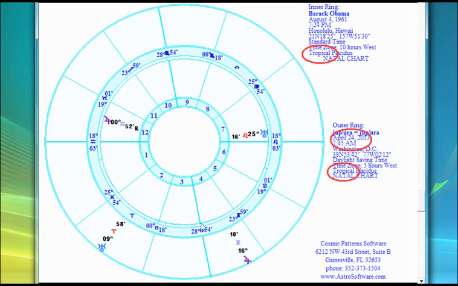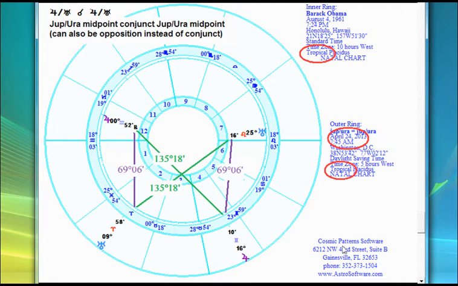Here's transiting Jupiter and Uranus. Here's natal Jupiter and Uranus. Who cares? But what's actually happening is we're getting some same angles again. And in this case, natal Jupiter to transiting Jupiter is the same as natal Uranus to transiting Uranus. And natal Uranus to transiting Jupiter is the same as natal Jupiter to transiting Uranus.